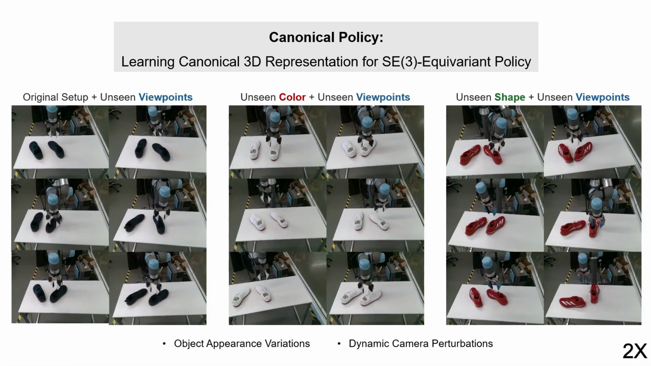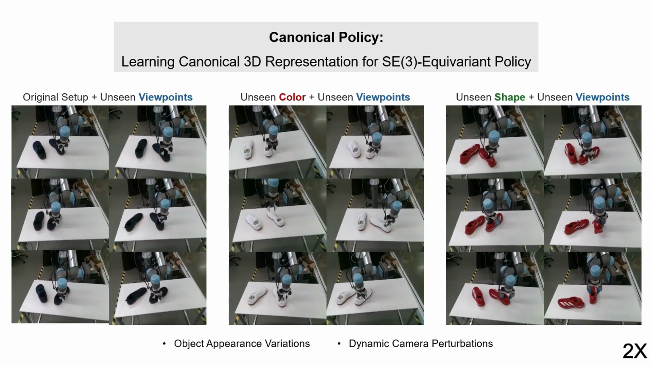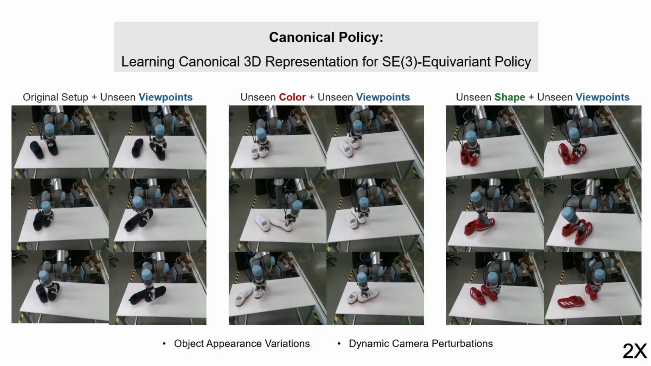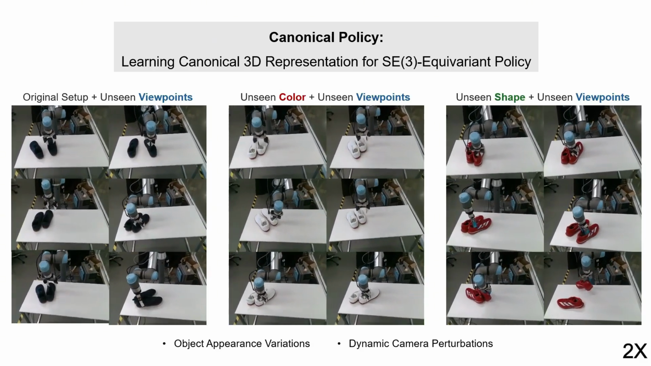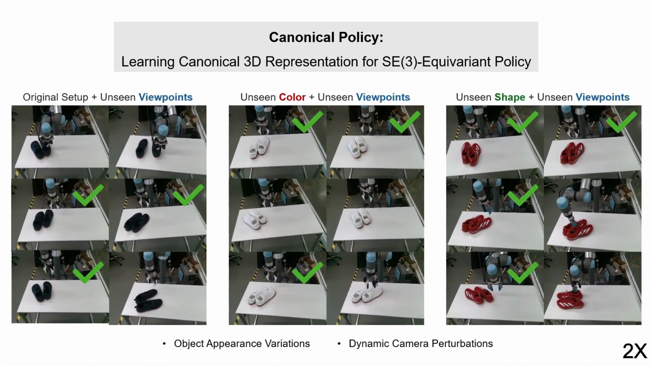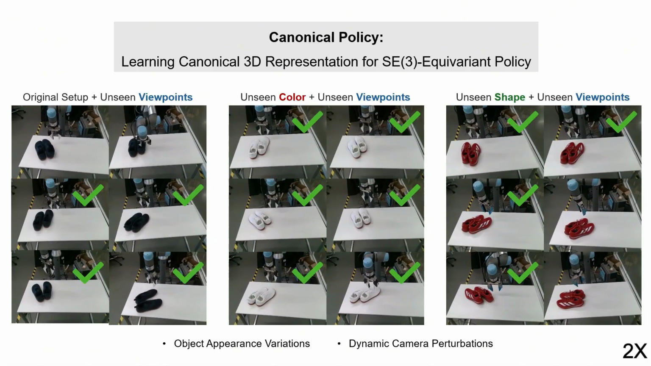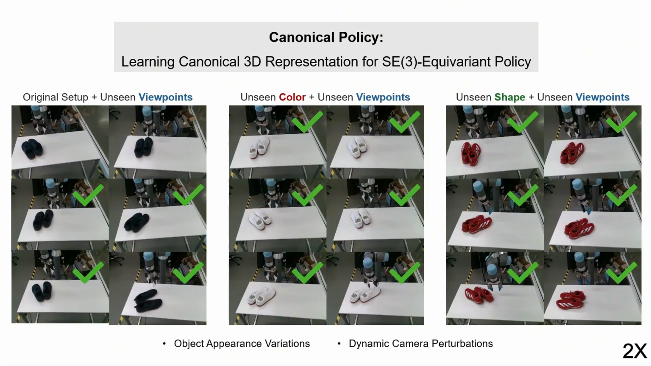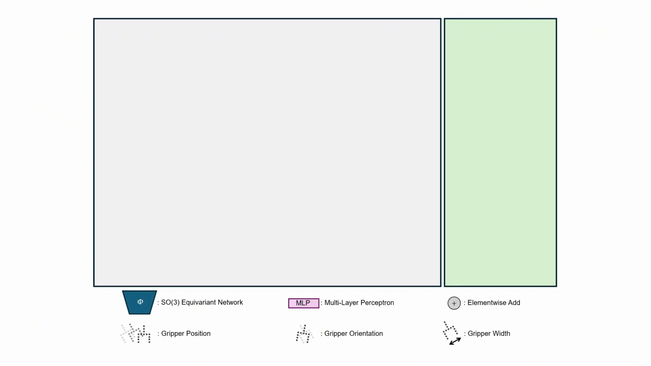We introduce canonical policy, a framework for learning canonical 3D representations for equivariant policy learning. It enables vision-conditioned policies to generalize to unseen object appearances and camera viewpoints, while significantly improving sample efficiency. Here's how the canonical policy works.